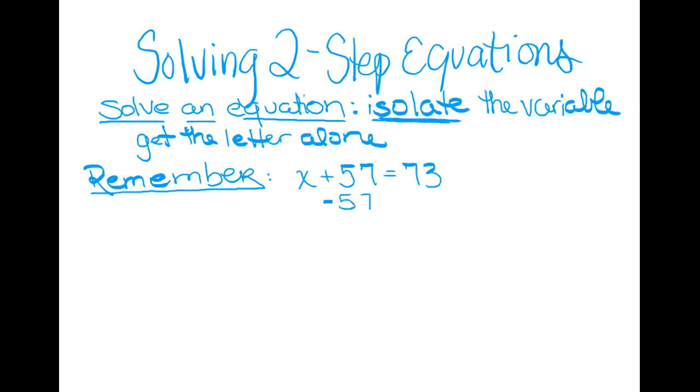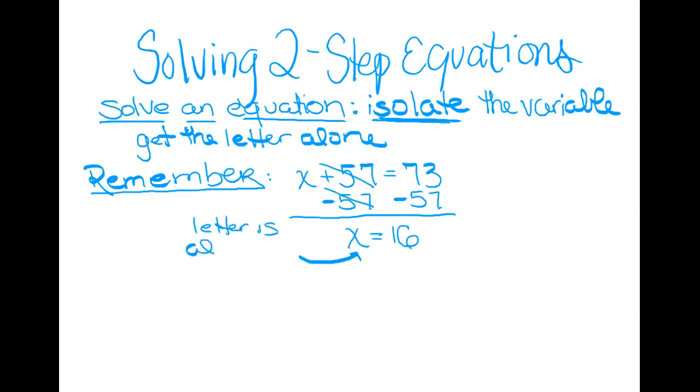Absolutely. I'm going to subtract the 57 from both sides. I'm going to do the opposite of what's occurring. The opposite of addition is subtraction. On this left-hand side, adding 57 and subtracting 57 cancels, so I have x alone. And on this other side, 73 minus 57 is 16. And I know I'm done now because this letter is alone. This variable is isolated. Okay, great. So we remember that much.